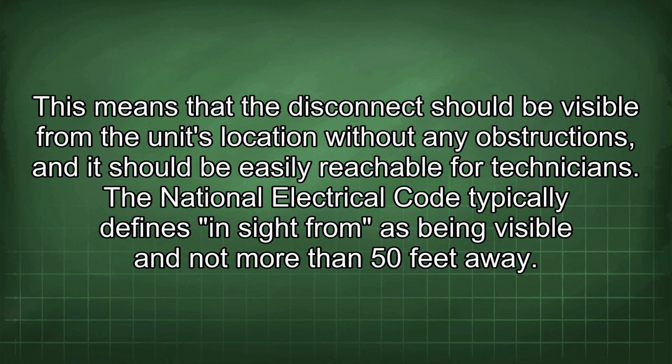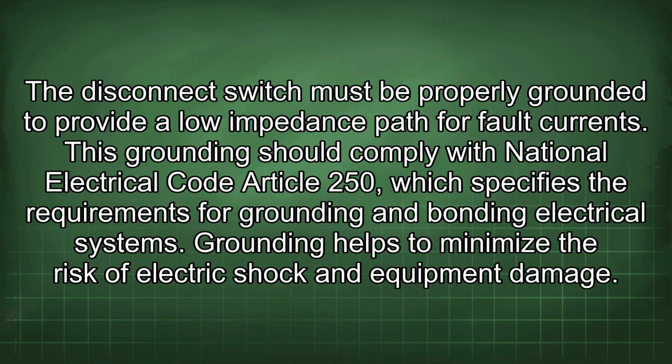The disconnect switch should be installed within sight of the air conditioning unit and readily accessible. This means that the disconnect should be visible from the unit's location without any obstructions, and it should be easily reachable for technicians. The National Electrical Code typically defines in sight from as being visible and not more than 50 feet away. The disconnect switch must be properly grounded to provide a low impedance path for fault currents.